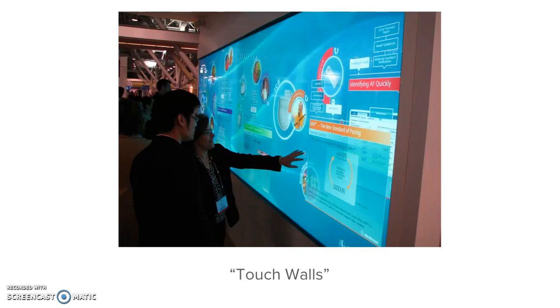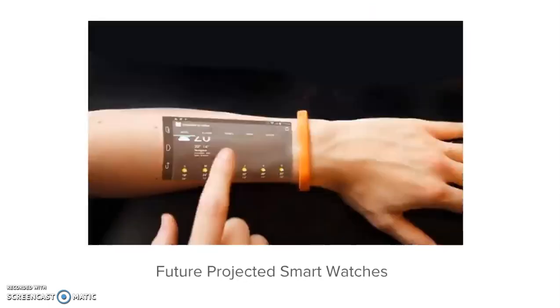Now, what we're probably going to see is a move towards entire walls and houses being touch walls, sort of like the parlor walls in Fahrenheit 451. Entire screens filling up entire walls. Of course, touch walls aren't the only future application of touch screens that we might have in the future.